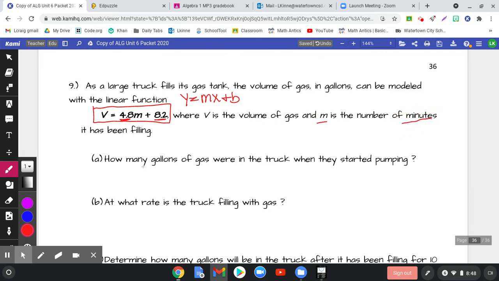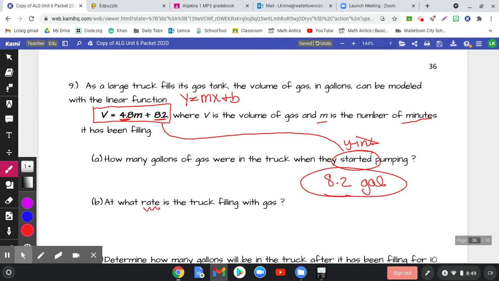All right, so how many gallons of gas were in the truck when they started? Remember, your y-intercept is your starting amount. Your slope is the amount that it's changing, or the rate. So this is looking for a y-intercept. It's just 8.2. And 8.2 what? Gallons of gas.